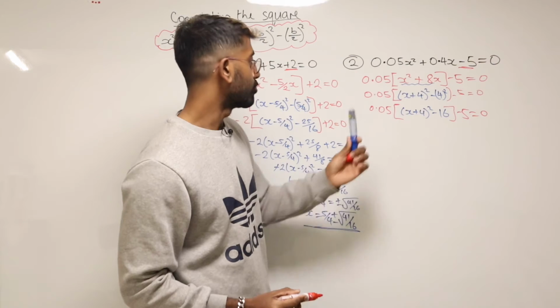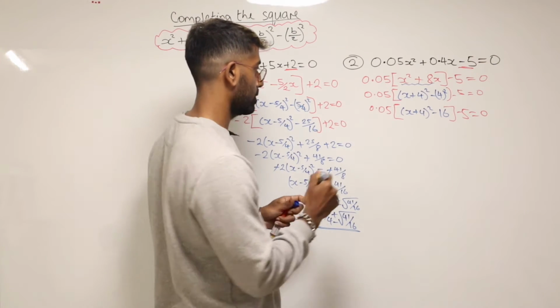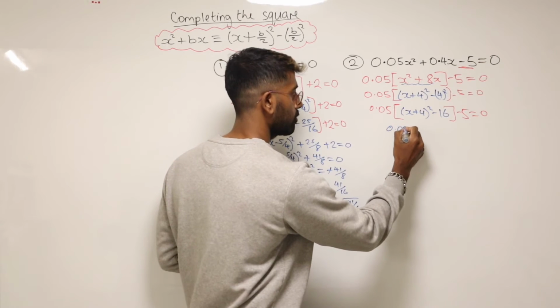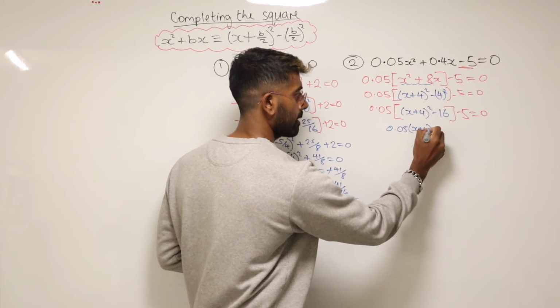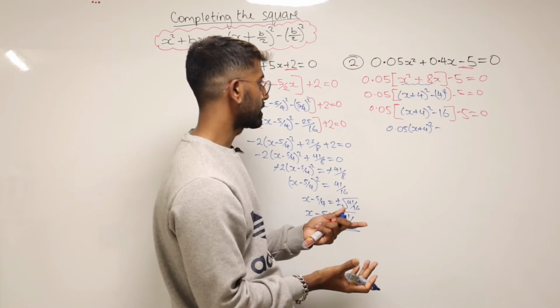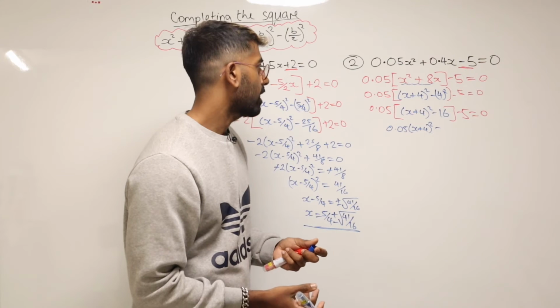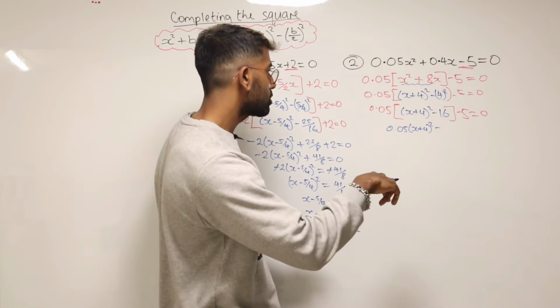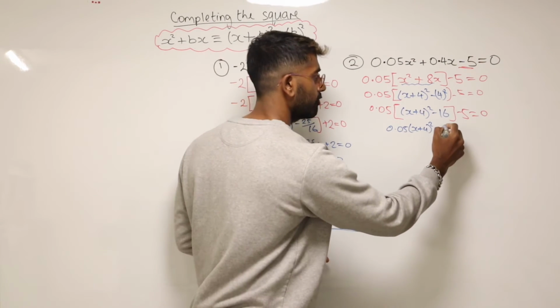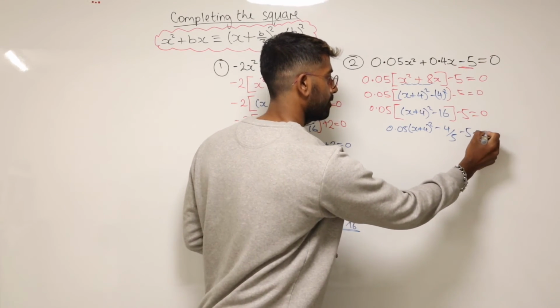Now times through by the 0.05. So we'll have 0.05 lots of this bracket minus, times that by 0.05. What do we get? That's like 16 over 20. 5 on the bottom, 4 on top. Is that 4/5? I think 4/5, like that there. And then minus 5 equals 0.